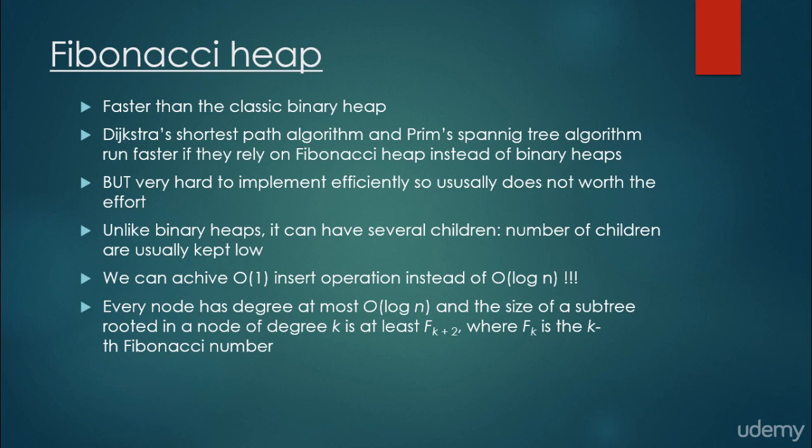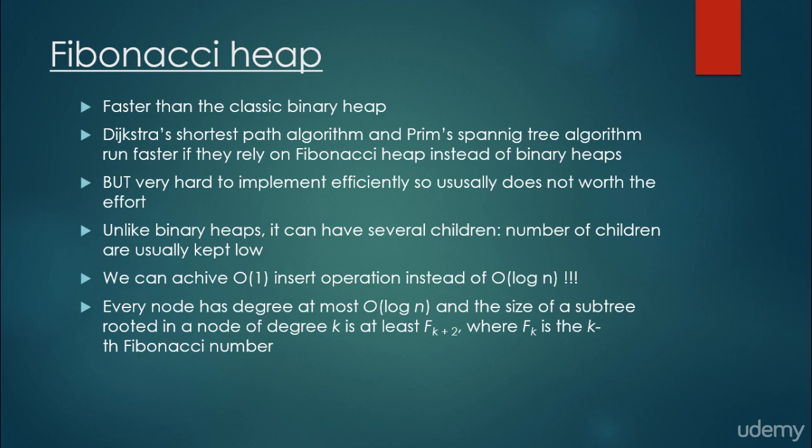What about the Fibonacci heap? It is faster than the classic binary heap. Dijkstra's shortest path algorithm and Prim's minimum spanning tree algorithm run faster if they rely on a Fibonacci heap instead of binary heaps. So the Fibonacci heap is quite important, but it is very hard to implement efficiently, so usually it isn't worth the effort to implement it from scratch.